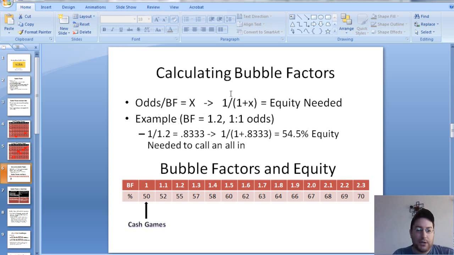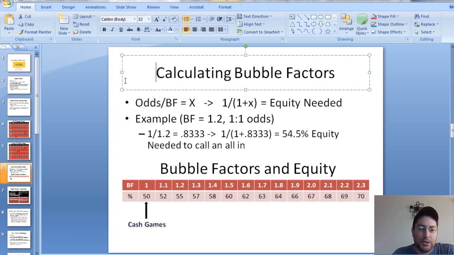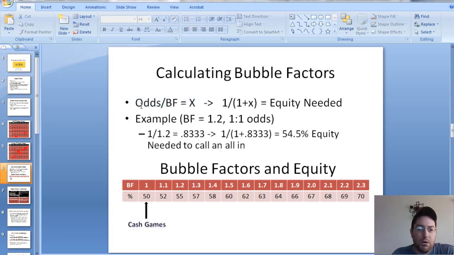Alright, so this looks like a mess right now, but there's a quick and easy way to calculate bubble factors. What you need to do is, you'll see up here, and I'll just highlight it. The reason I put this in presentation mode is because I want to be clicking around, and it's not as easy to do in a presentation. So you want to take your pot odds divided by your bubble factor at that particular stage, and that's going to give you X. That's going to give you a number.